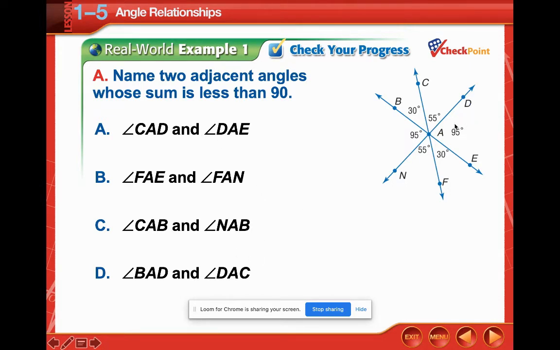So we got BAD, which is 85 if you add both of those together, 30 plus 55. And then we've got DAC, which is not adjacent. So yeah, that would not work. But so we've got to have B. Oh yeah, B is the answer. Worked out well.